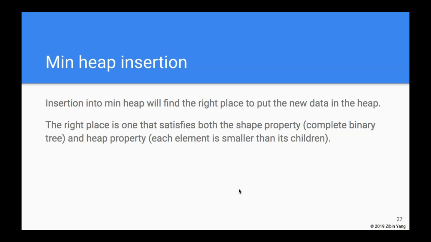So the insertion operation in the min heap, given a piece of new data, should find the right place to put it in the heap. And the right place is one that satisfies the two min heap properties. The first one is the shape property: after the insertion, the min heap must still be a complete binary tree. The second is the heap property: each element is still smaller than its children after the insertion of the new data.